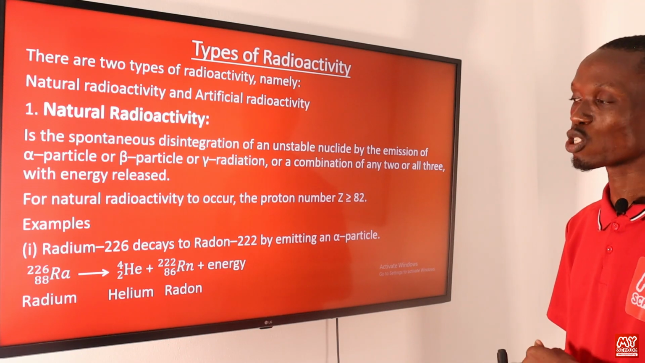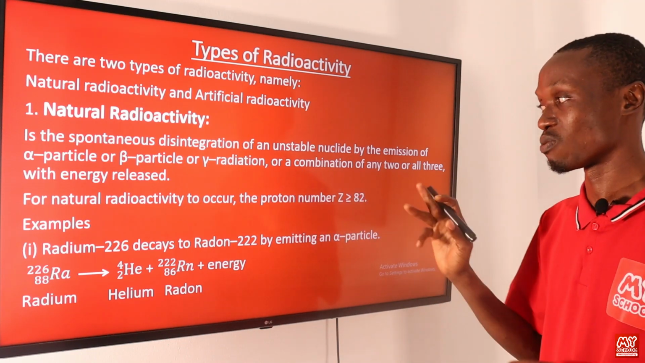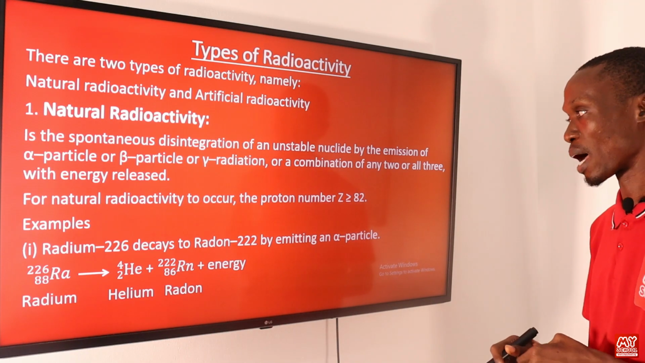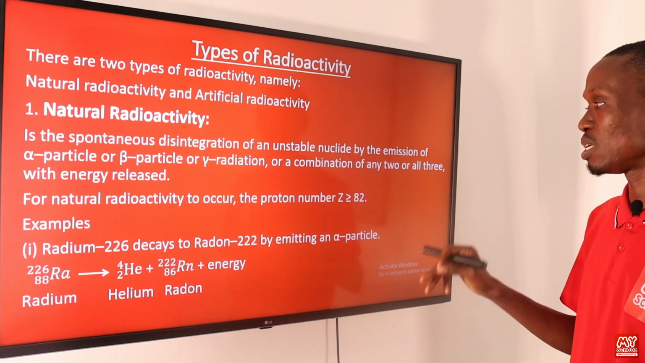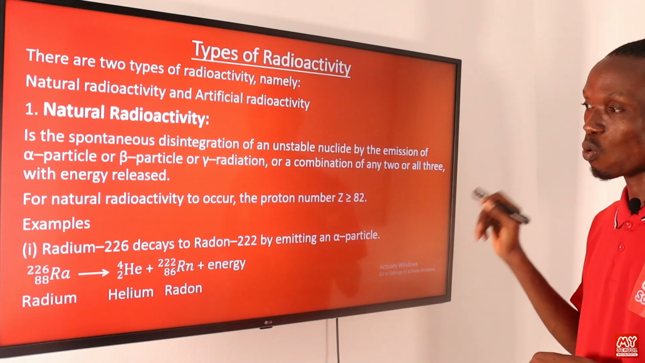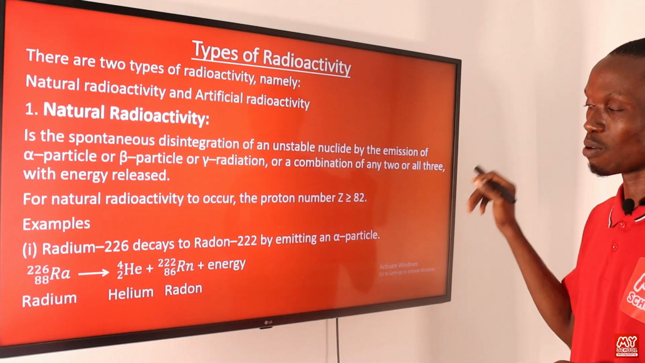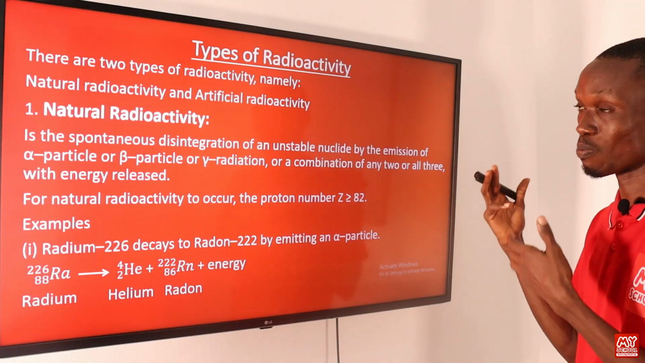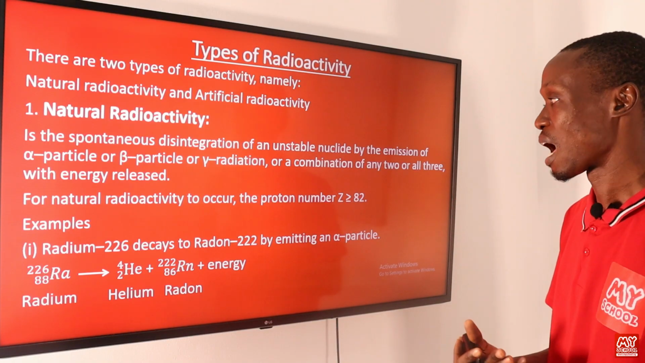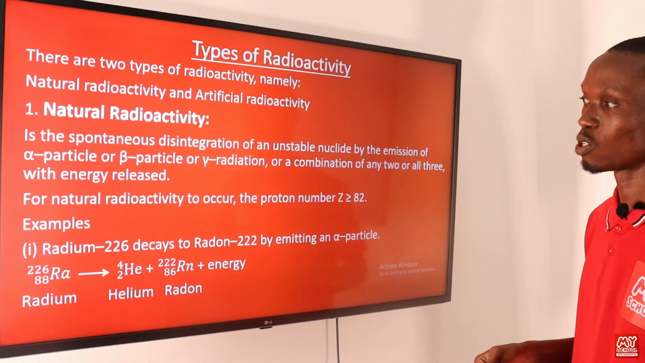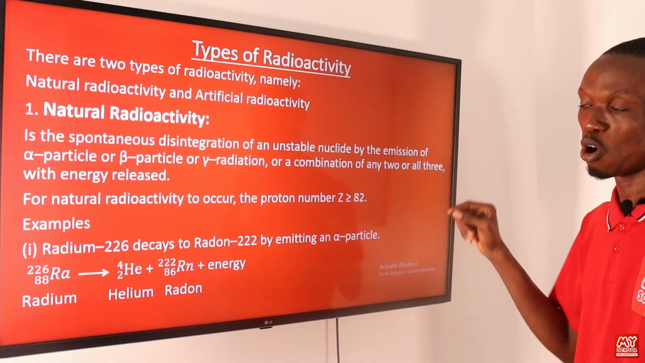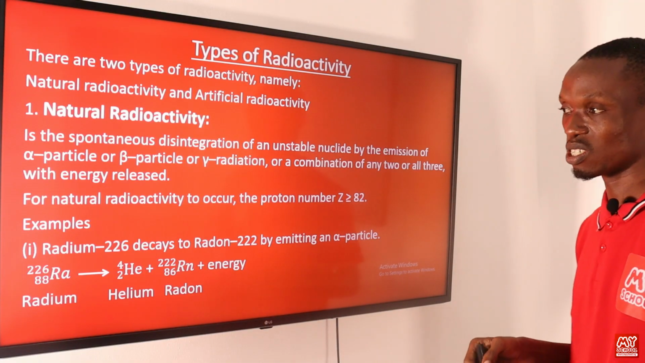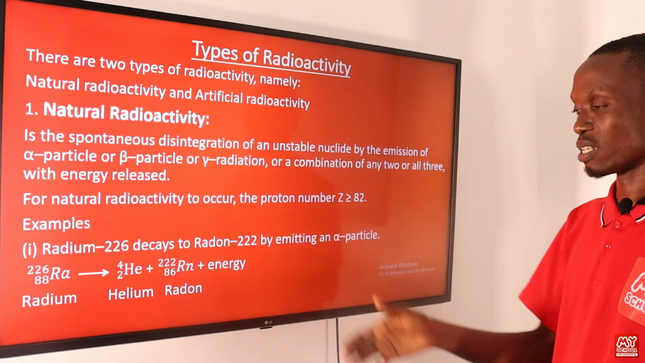Okay, so for natural radioactivity to occur, this is very important, the proton number, Z, must be greater than or equal to 82. So the proton number there represents the atomic number, and it must be at least 82 for natural radioactivity to occur. So let's see some examples.